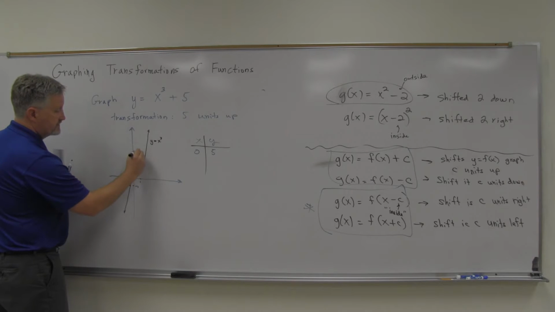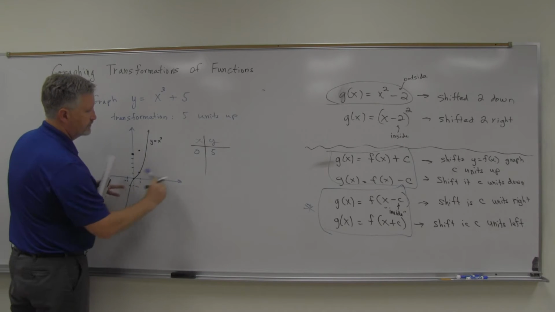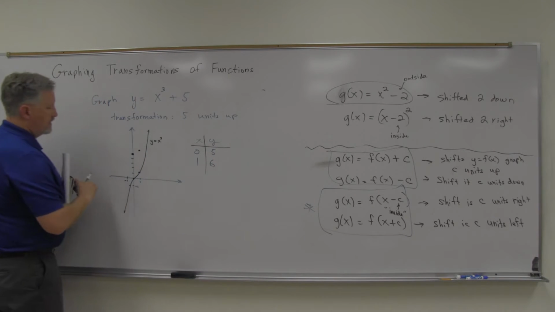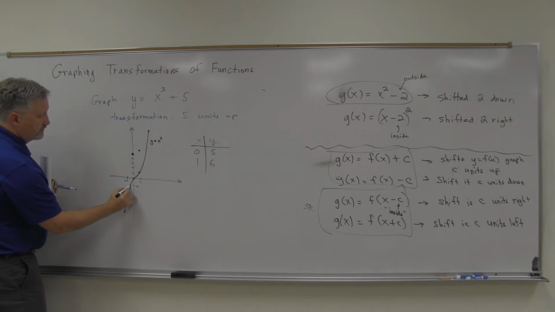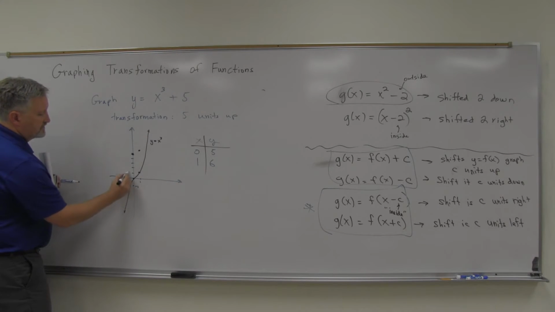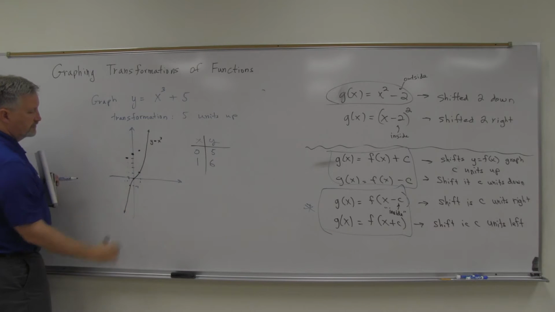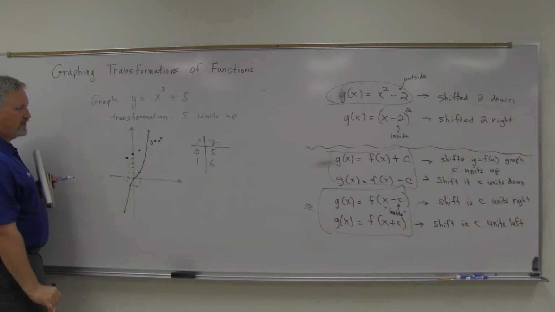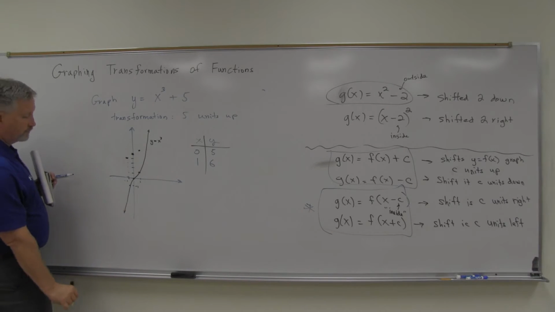The 1, 1 point is now at 1, 6, and then the negative 1 point, if I go up 5 there, where's that one at? 1, 2, 3, 4, 5. That would be at 4.